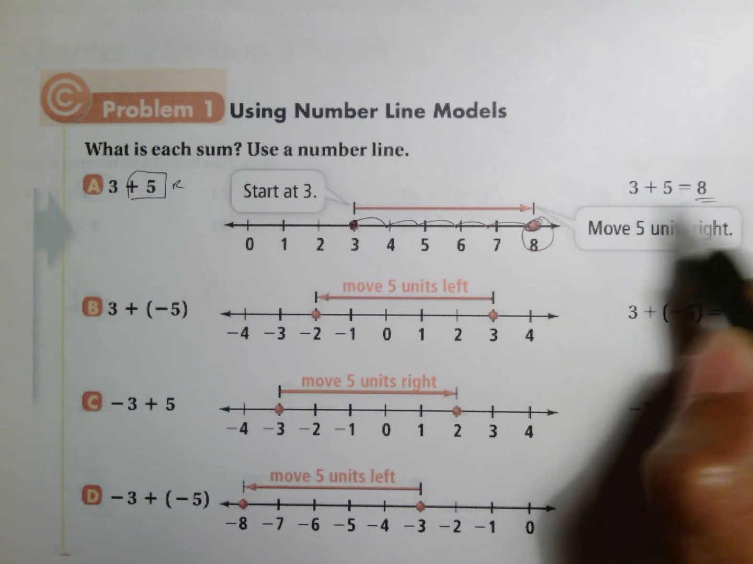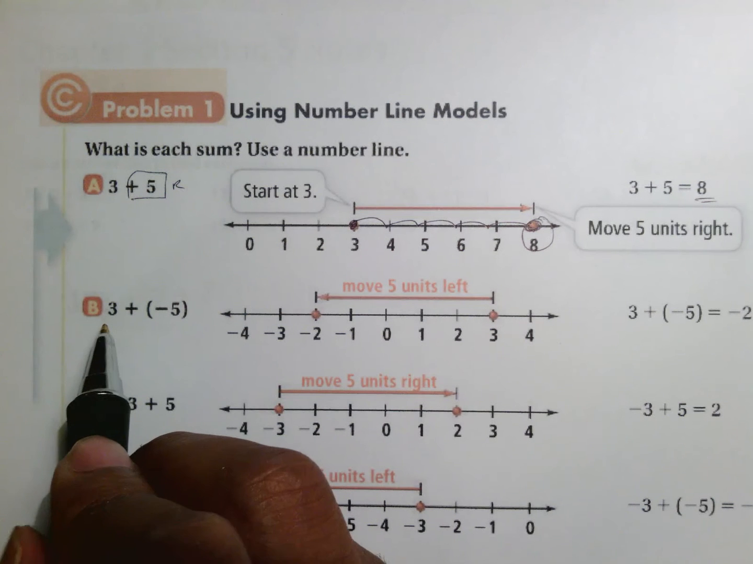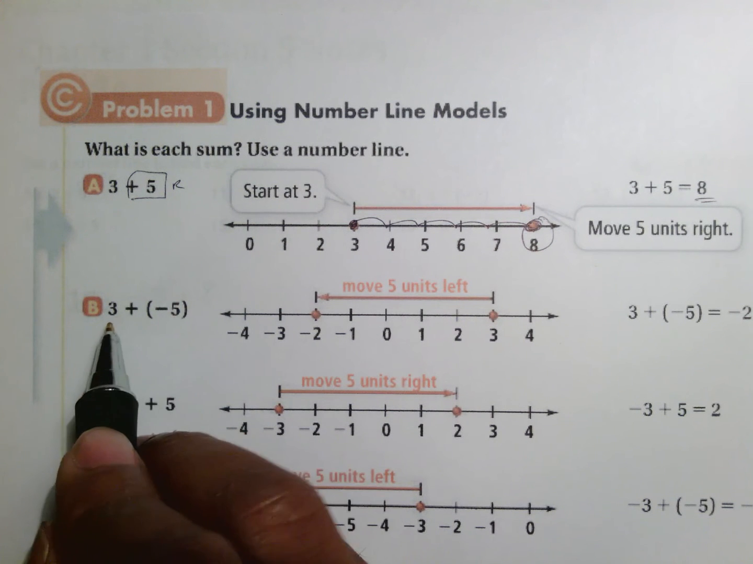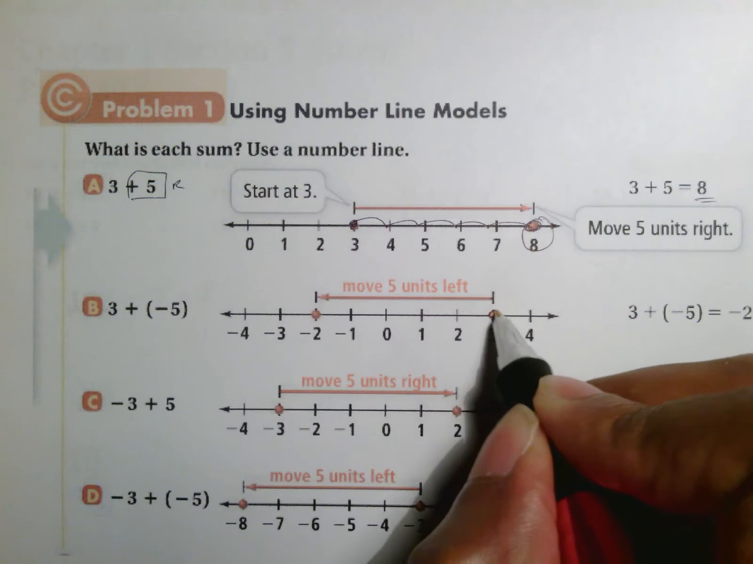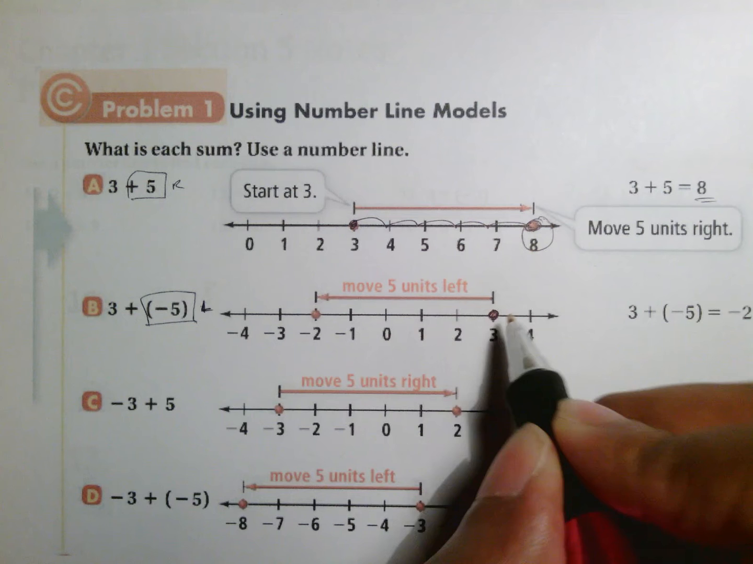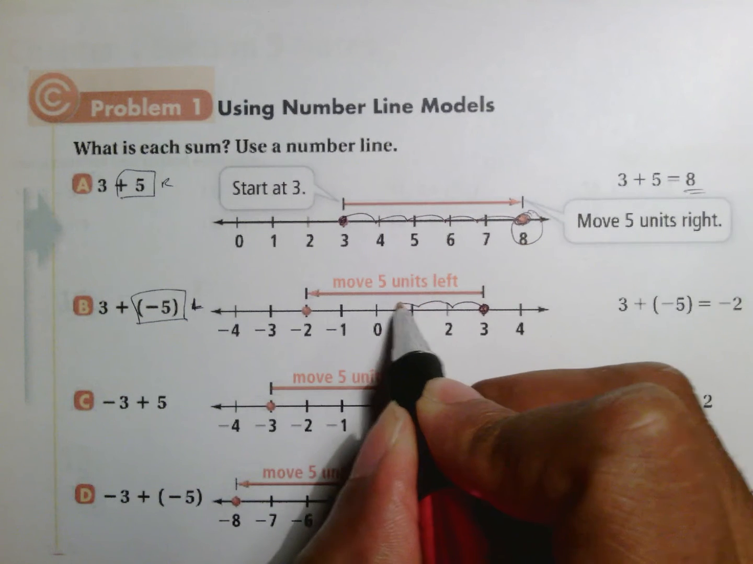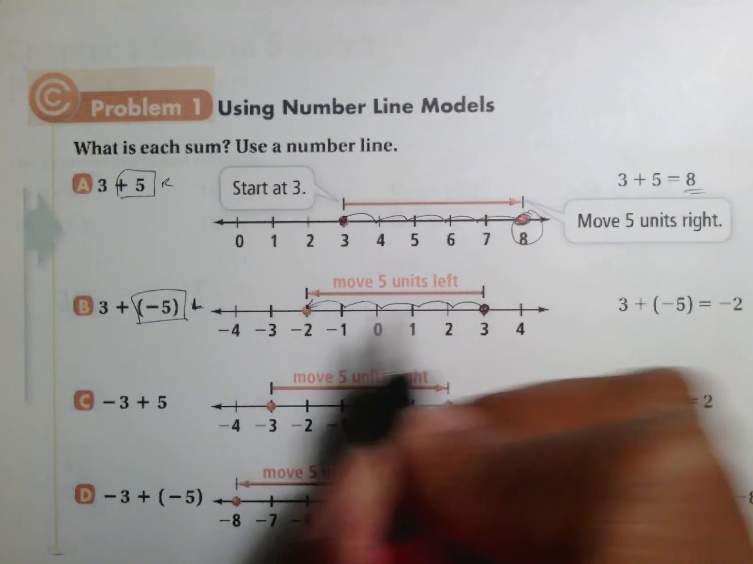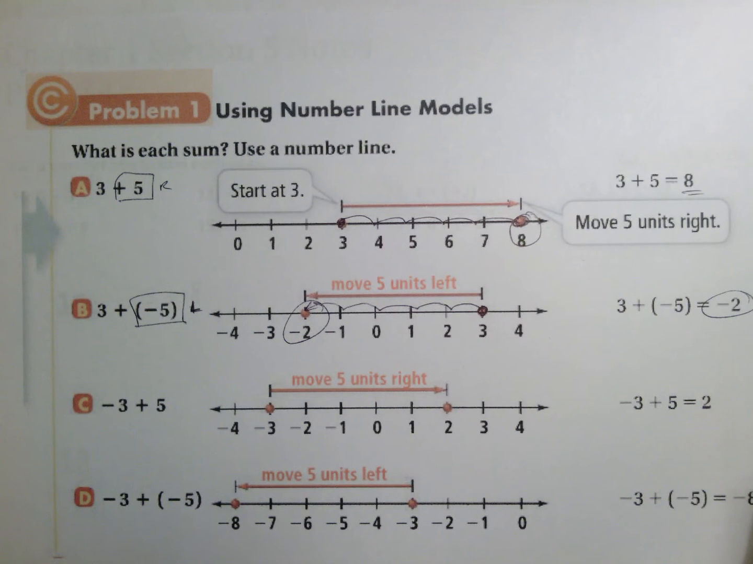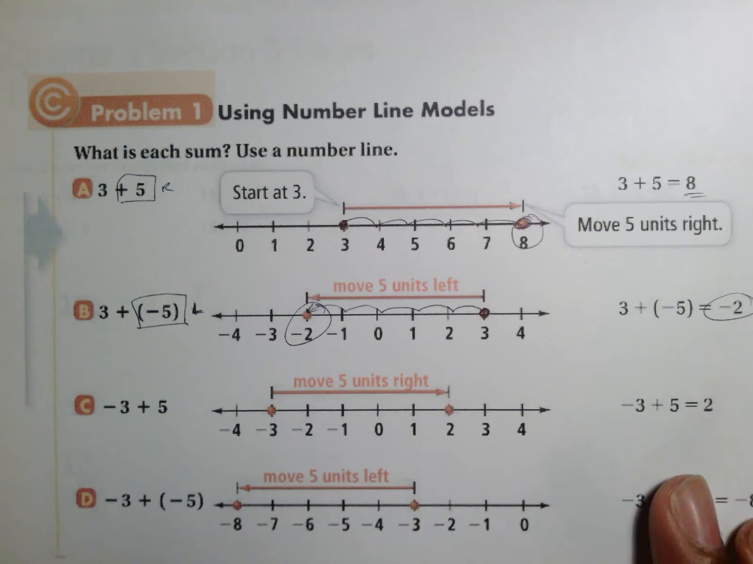Which isn't big because we've done that for years, but the thing that we haven't done, a lot of us at least, is 3 plus negative 5, which again means start at 3 because that's the first number, but the negative 5 means we're going to go to the left 5 steps. So 1, 2, 3, 4, 5 puts me at negative 2, which is why you see here that the answer is negative 2.